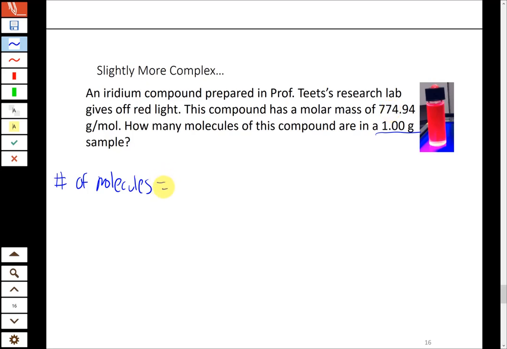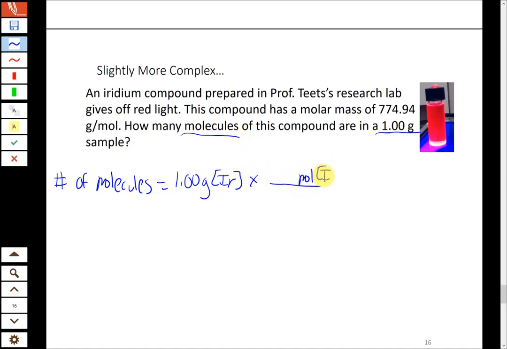So that's what we're looking for. We start with what we're given. So it's 1.00 grams. I didn't give you the exact formula of the compound, so it's an iridium compound, so we'll just put Ir in brackets just to indicate that it's some compound of iridium. We don't know the formula, but we don't need to here, because in this case we're giving you the molar mass directly. So we want to go from grams into number of atoms, number of molecules in this case, but we don't have a direct conversion, so we want to get to moles first.